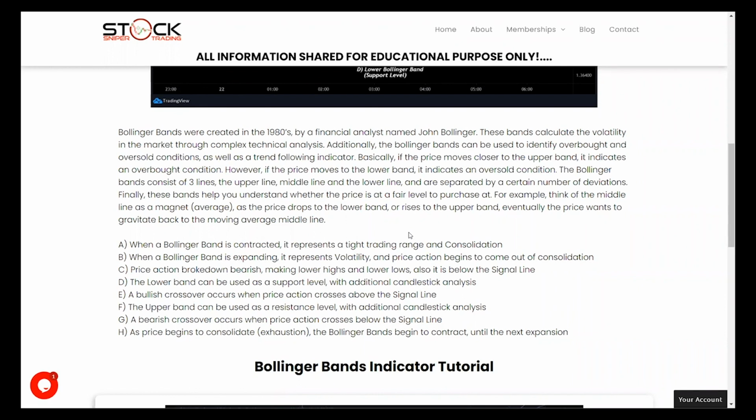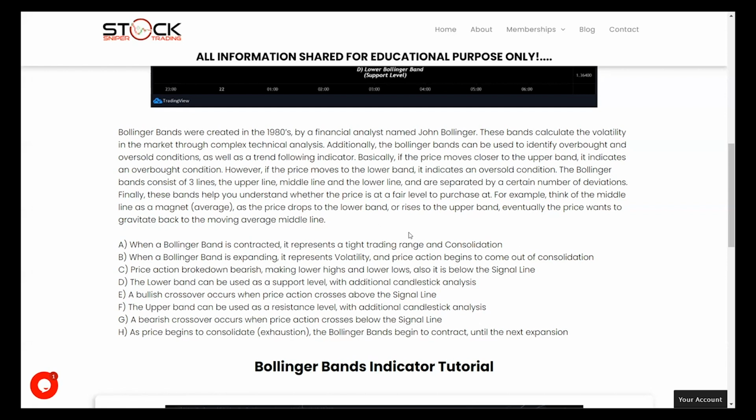Basically, if the price moves closer to the upper band, it indicates an overbought condition. However, if the price moves to the lower band, it indicates an oversold condition. And remember, this is not guaranteed. This is not 100%. This just has a high probability when you use these indicators. And remember, these indicators also are lagging indicators. They print after the fact. So always, guys, follow price action and candlesticks. Use these as a guide to your trading, but don't just rely on these for entries and exits, okay?